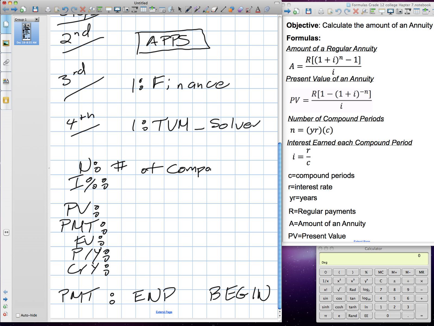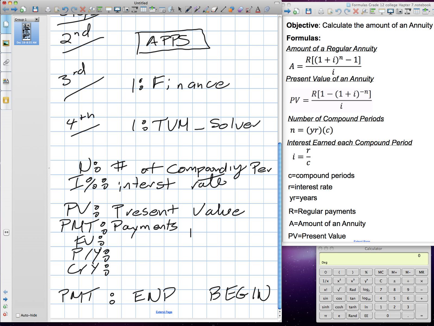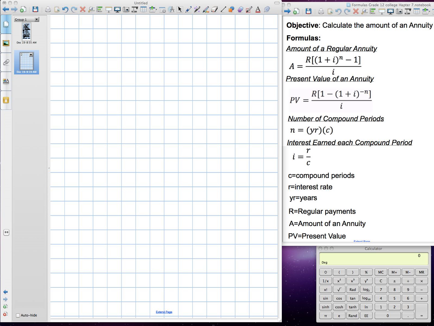So N is number of compounding periods. I is interest rate. PV is present value. PMT is payments per period, we'll call it, as in compounding period. FV is future value. And then we have PY and CY already defined above. You need to know all of these for your test. You're allowed to use these calculators for your test, but you'll need to know how to use them.